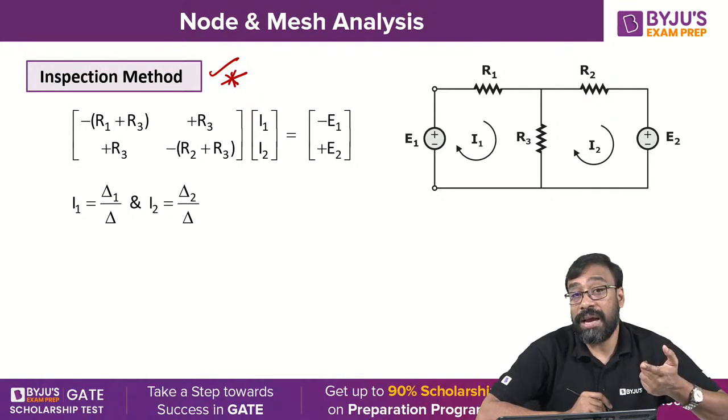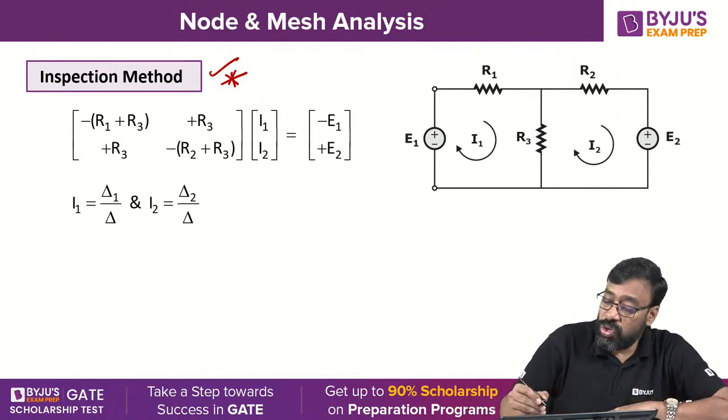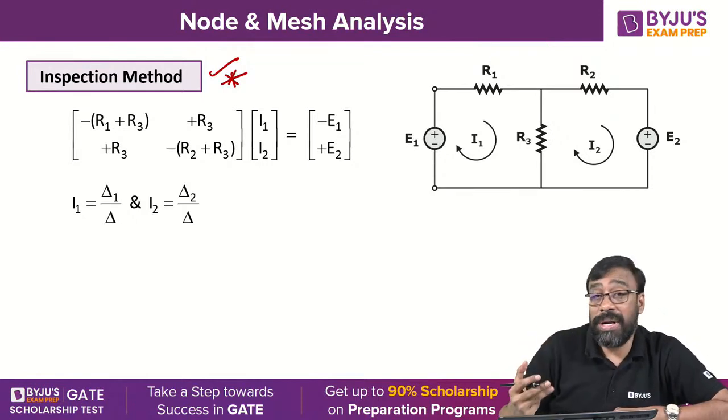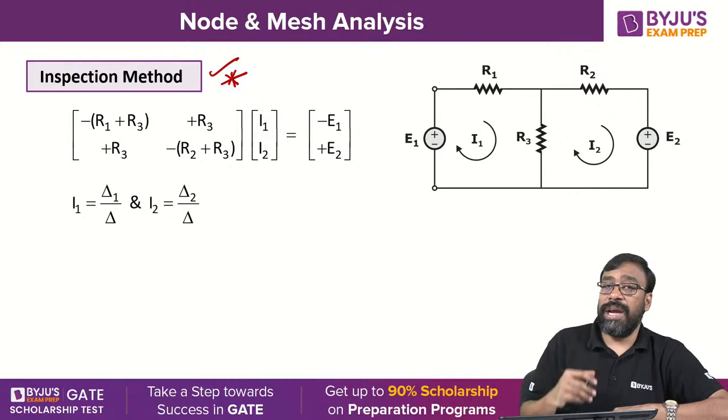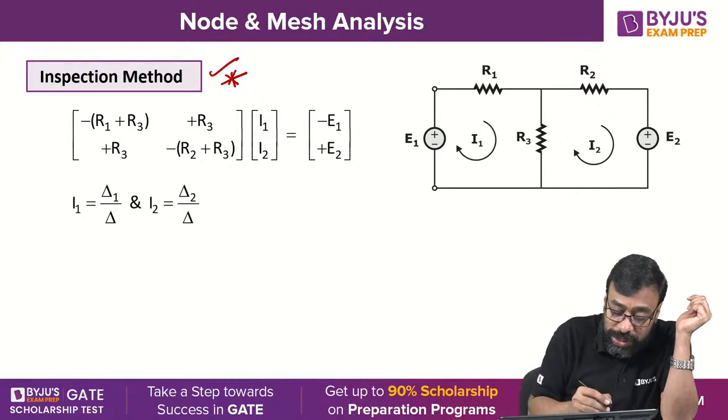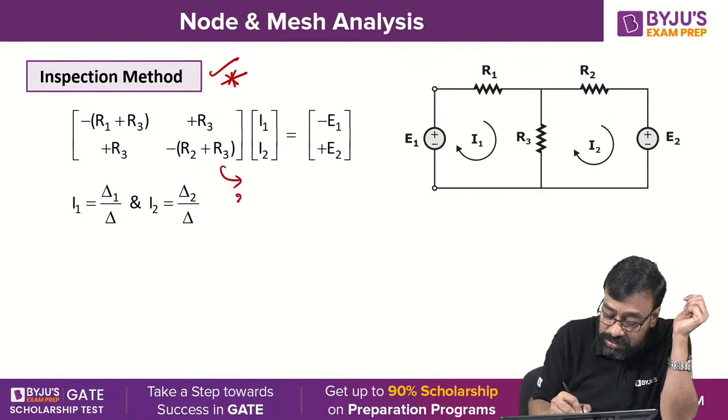You understand, all of you? Okay, graph theory terminology I'm talking about. So here, two loops are there. Two equations are required because there are two fundamental loops. So two equations you will get. Therefore, the matrix size is going to be what? 2x2 matrix. Look at this 2x2 matrix. This is what? 2x2 matrix.